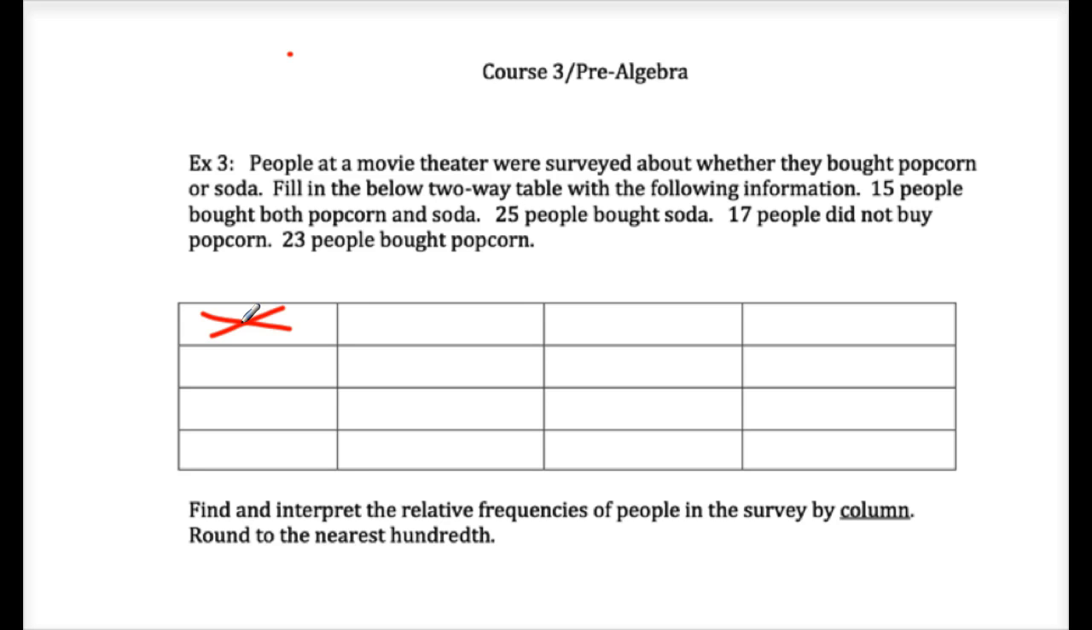Fill in below the table the following information. Here's the deal. It's a two-way table with popcorn and soda. If you were asked whether you bought popcorn at a movie, you only have two answers. What are they? Yes and no.